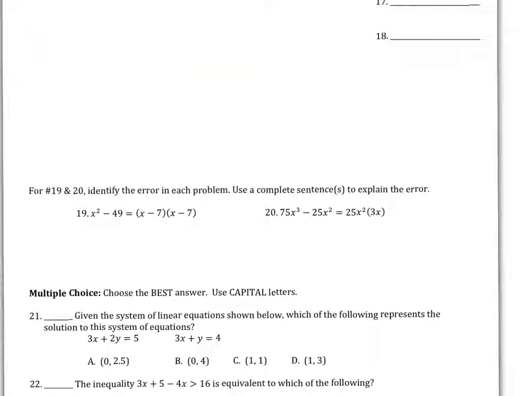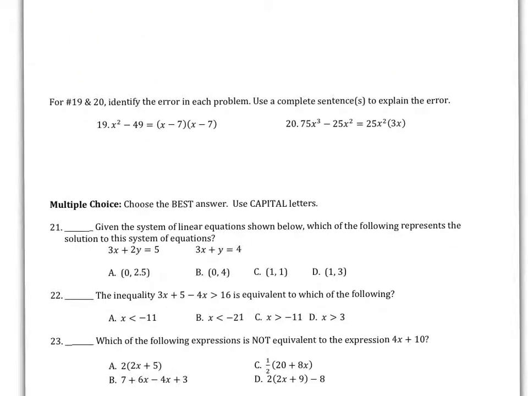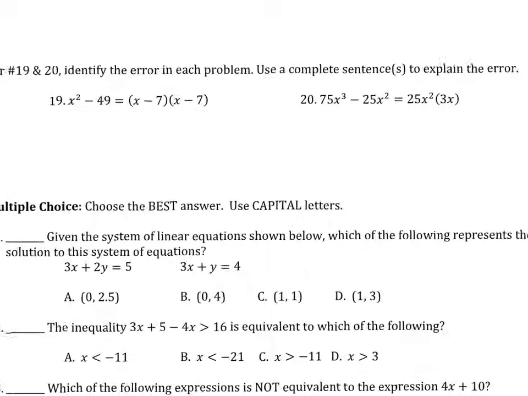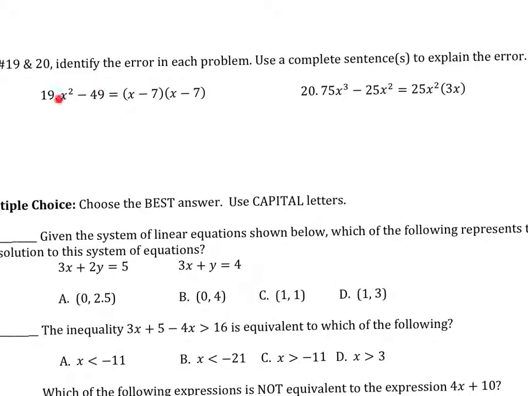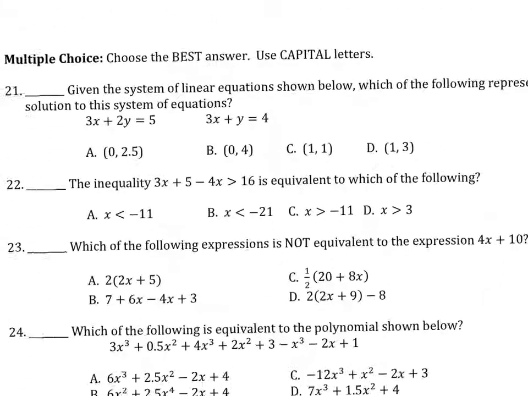You have a section here where you have to figure out what the mistake was. So basically, for 19 and 20, you're going to do this problem. Forget that this is here. You're going to do this problem and do it all the way out and figure out what's the mistake in the answer. Okay, this is the answer they got. So what's wrong with this? Same thing over here. You're supposed to do GCF, take out the greatest common factor, and see what they did wrong in their answer. The rest of this is just multiple choice.